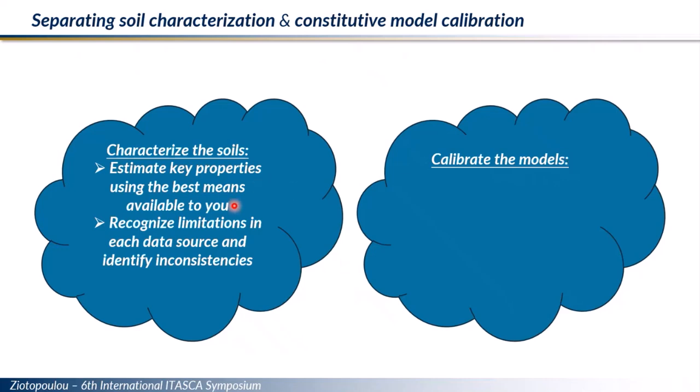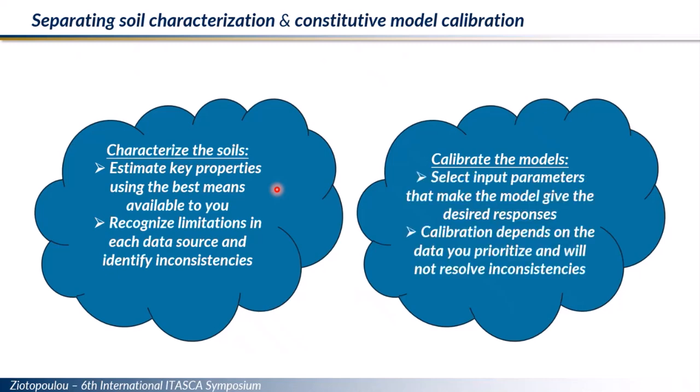So on the left, you would be estimating key properties using the best means available to you. You're recognizing the limitations in each data source, and then you embark on the calibration. And that's where you select input parameters, and then you have a calibration that depends on the behaviors and the data you prioritized in the process.